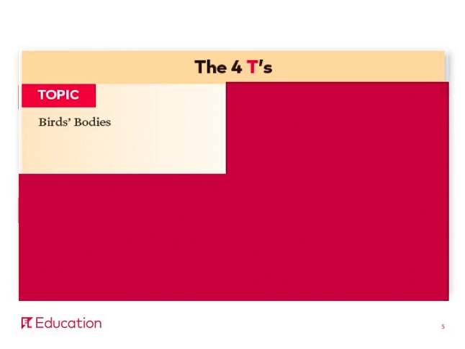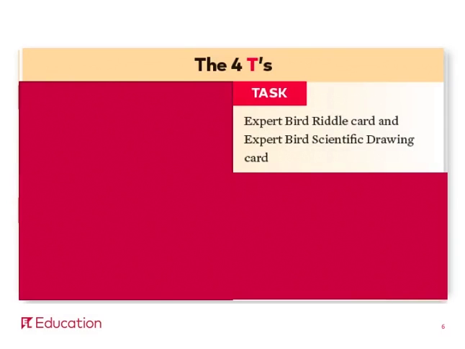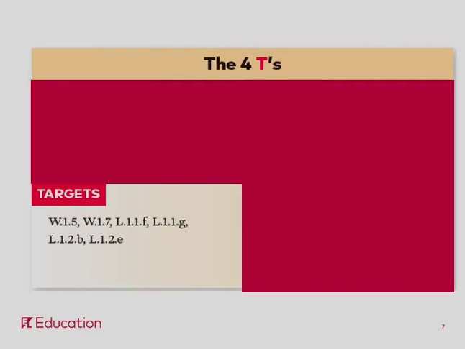In this module, students study birds and begin to understand the form and function of various parts of a bird's body. Throughout the module, they participate in whole and small group research to learn more about the body parts of birds and how these parts help them survive in their habitats. All of this learning prepares students for the performance task, in which they create expert bird riddle cards and expert bird scientific drawing cards for a riddle matching game using facts from their research.